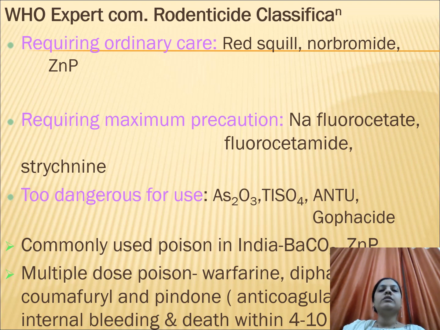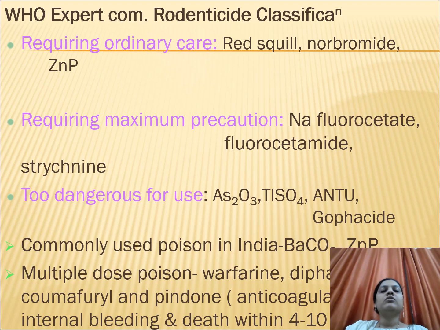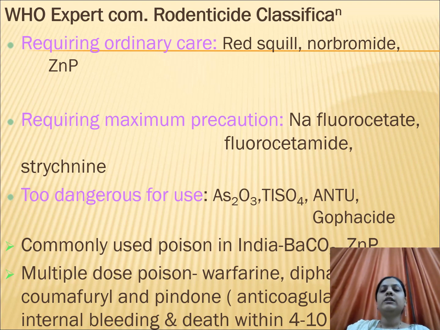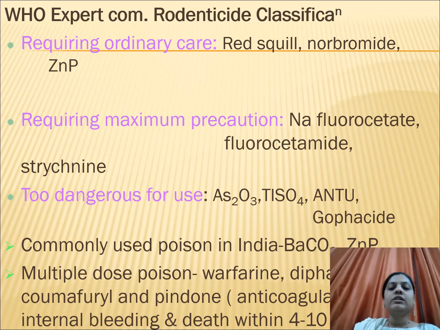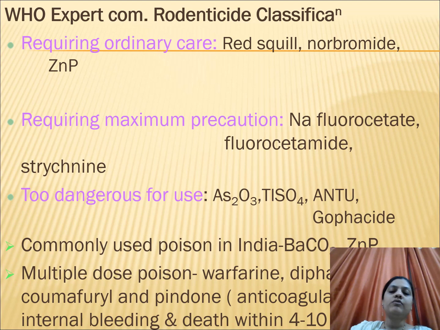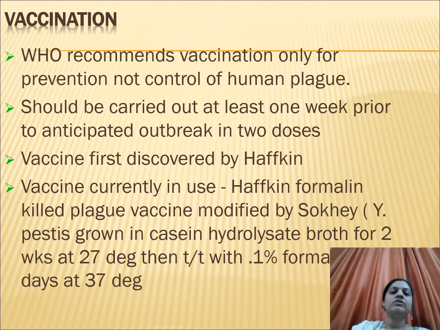WHO expert committee on rodenticide classification. Rodenticides requiring ordinary care: red squill, norbromide and zinc phosphide. Those requiring maximum precaution are sodium fluoroacetate, fluoroacetamide and strychnine. And too dangerous for use are As2O3, ANTU and gophacide. Commonly used poisons in India are BaCO3, barium carbonate, and zinc phosphide. Multidose poisons: warfarin, diphacinone, coumafuryl and pindone. These are the various rodenticides which are available.